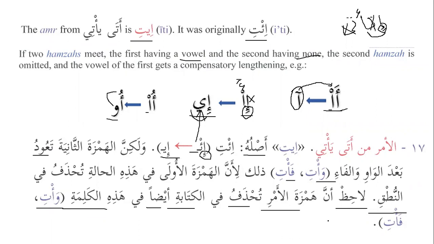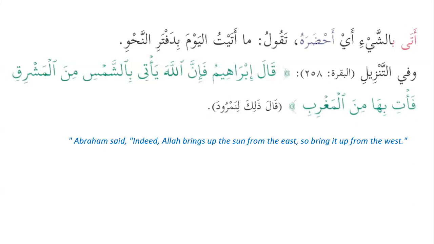Wa'ti and fa'ti. If you look at the examples over here, it says ata bishai, ay ahdarahu. So ata means to come, but when it comes with the preposition ba, it means to bring. So ata bishai means he came with something. Ay is harf tafsir. It's basically used to explain, meaning like, yes. Ahdarahu, ahdara yuhdiru ihdaran, to bring. Meaning he brought it.